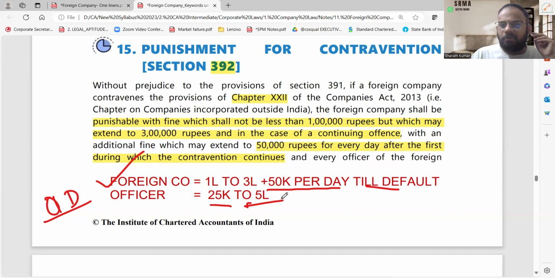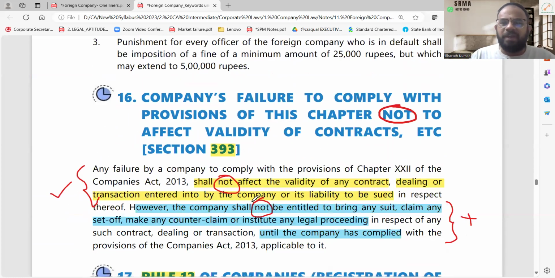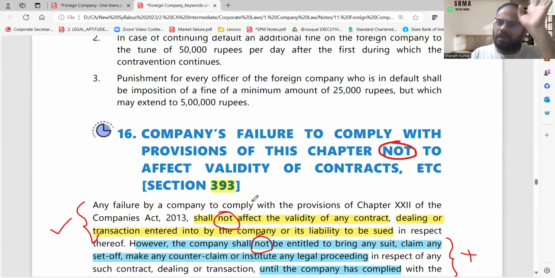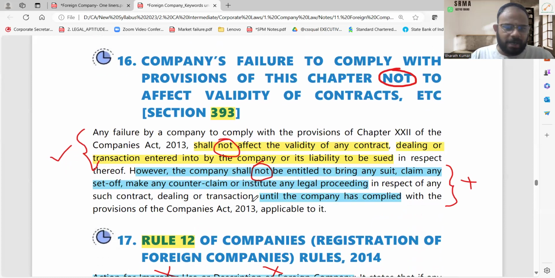So this is going to be there. Why? When there is a contravention of the provisions of Chapter 22, you will cover this. That's all will be the story. Company's failure to comply with the provision will not affect the validity of the contract.